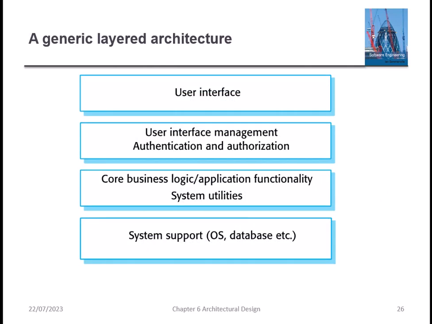This is the example. User interface. Then the second layer is user interface management, authentication and authorization. Either the user is an authenticated user, an authorized user, or not. Core business logic, application functionality, system utilities, system support. So instruction or data is passed from different layers.